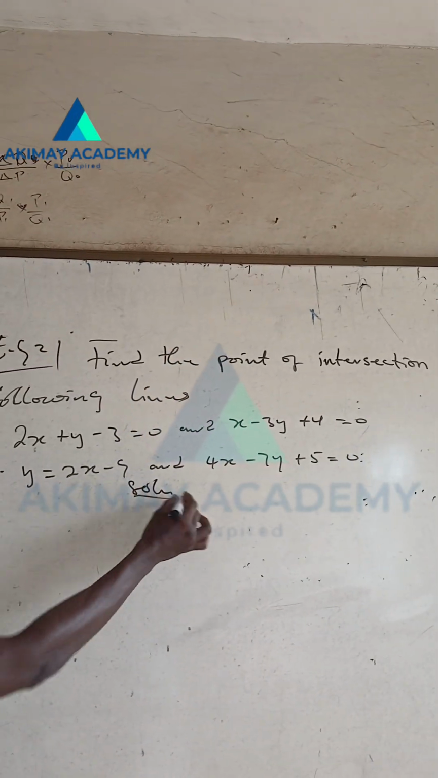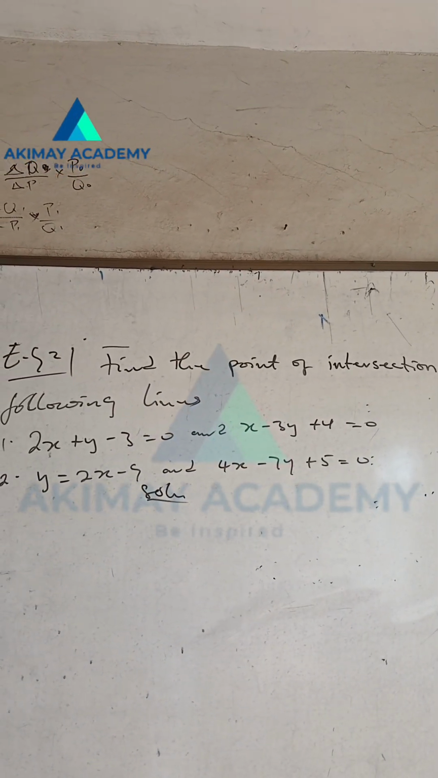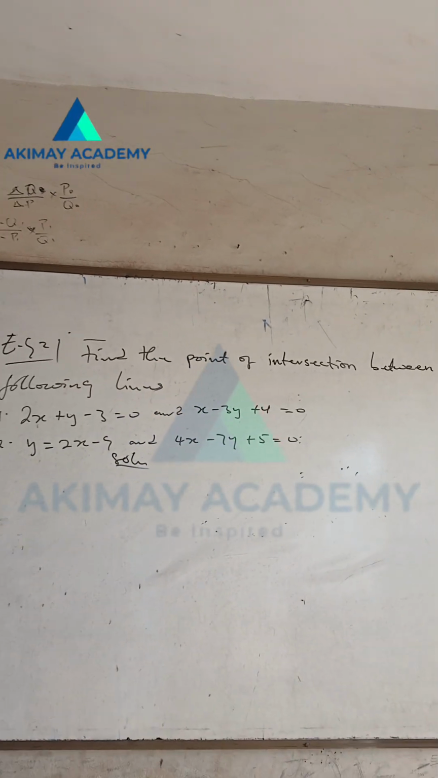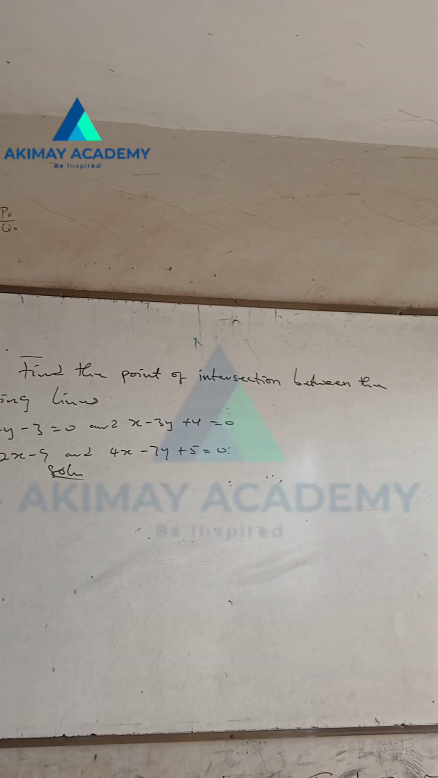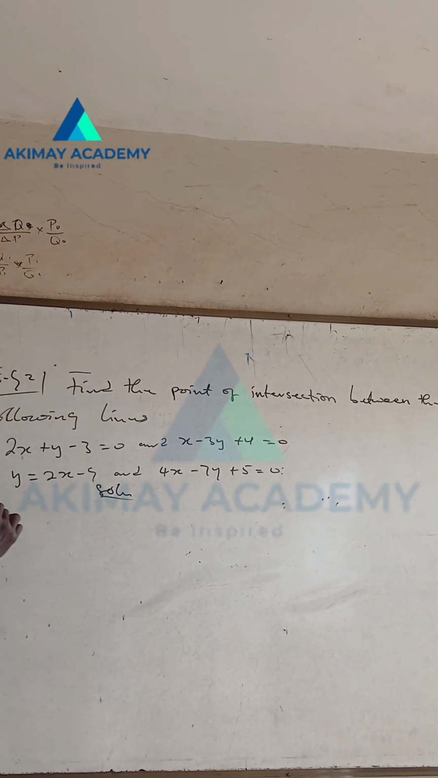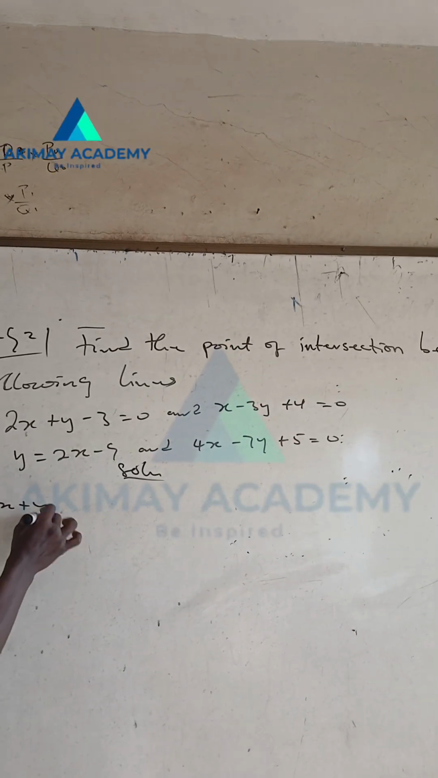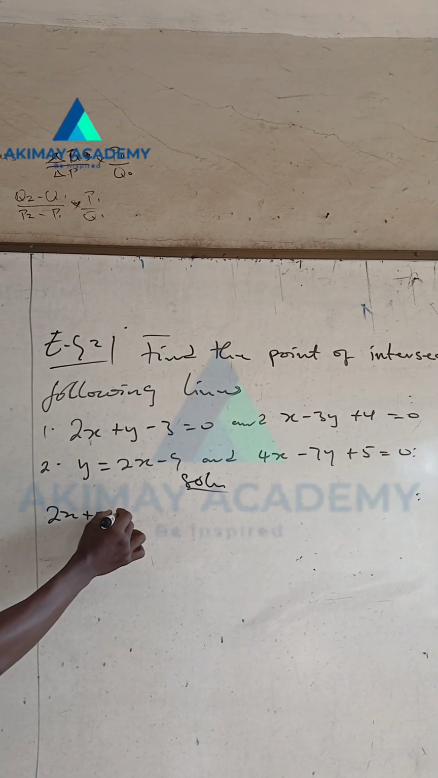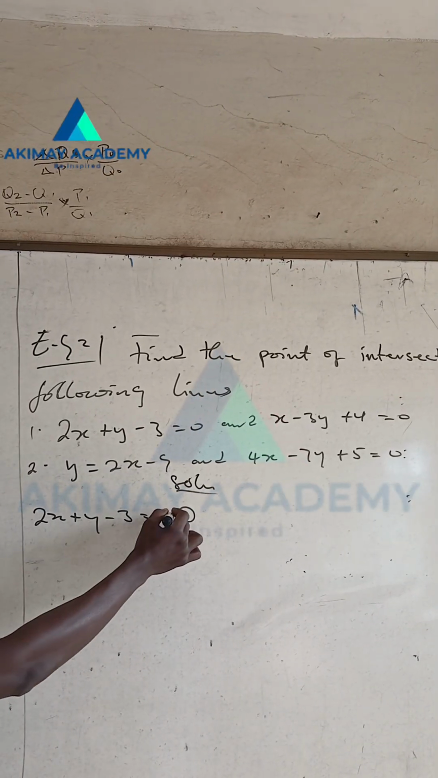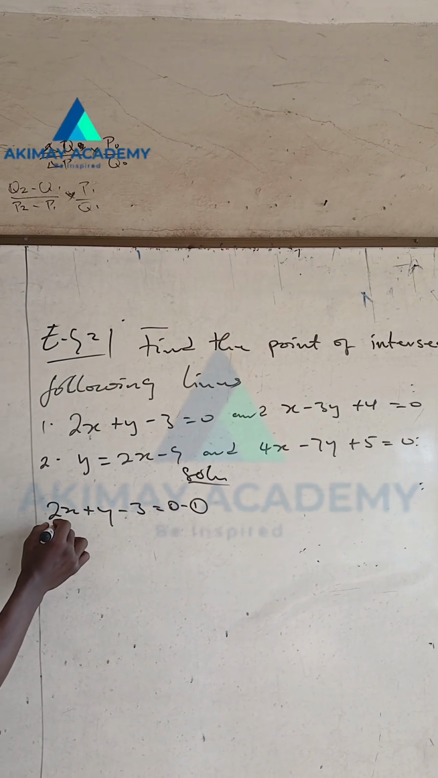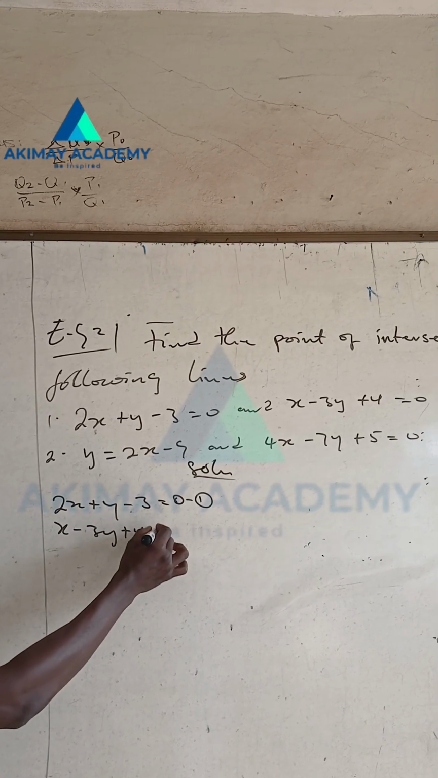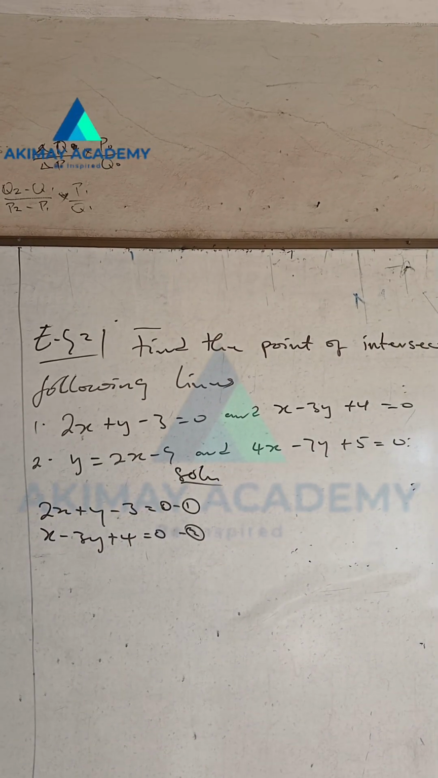So let's take the first one. To find the point of intersection simply means we have to solve the two equations simultaneously and find the values of x and y. So we can indicate 2x + y - 3 = 0 to be our equation 1. Then we have x - 3y + 4 = 0, equation 2.